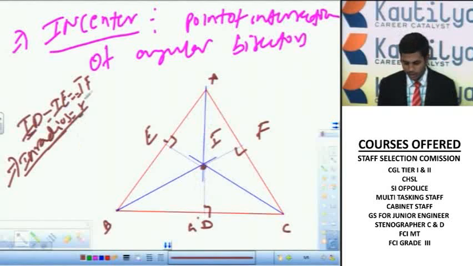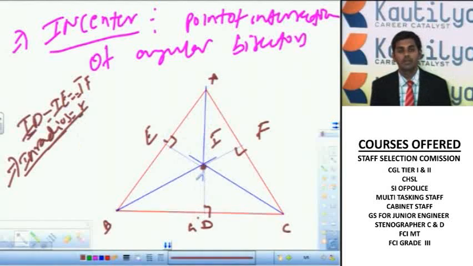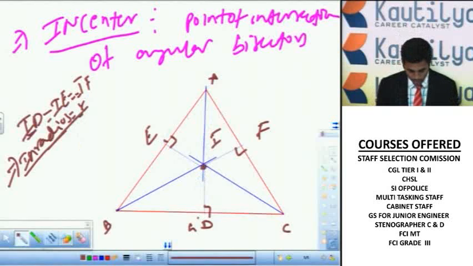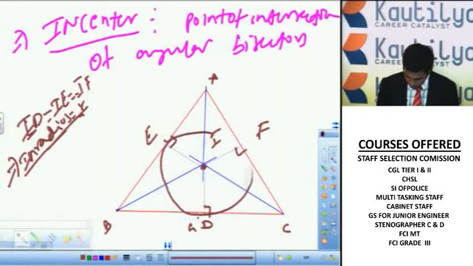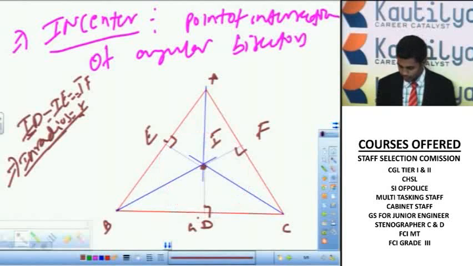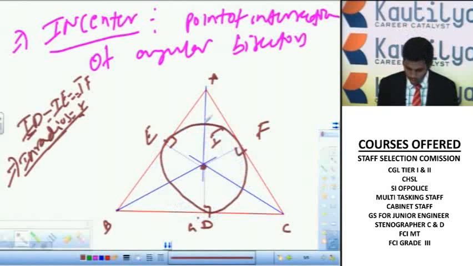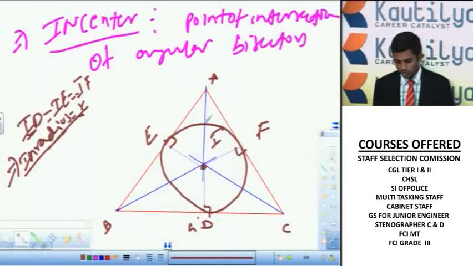With this inradius, since the distance is the same from the incenter to all the sides, with this particular length as radius we can draw an incircle. That is, with this one we can draw an incircle, right? Don't worry about the circle. So this will be the form of the incircle. So IE, ID, IF are the radii, that is inradii, in the given circle.